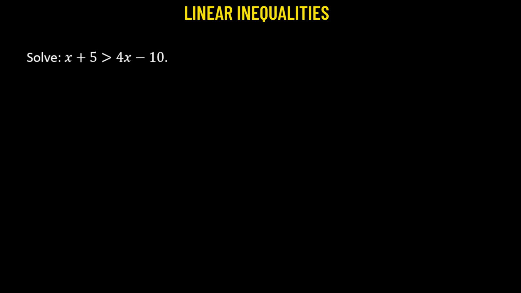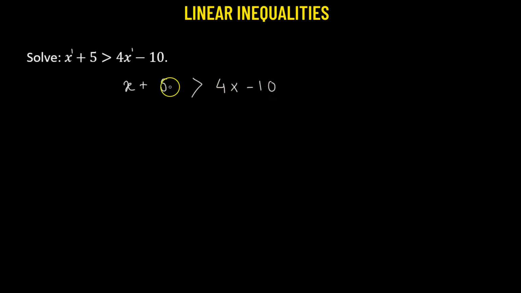Let's solve the following linear inequality. Here, this is referred to as a linear inequality because we have only one variable, which is x, and its power is 1. Now let us begin. So we have x plus 5 greater than 4x minus 10.